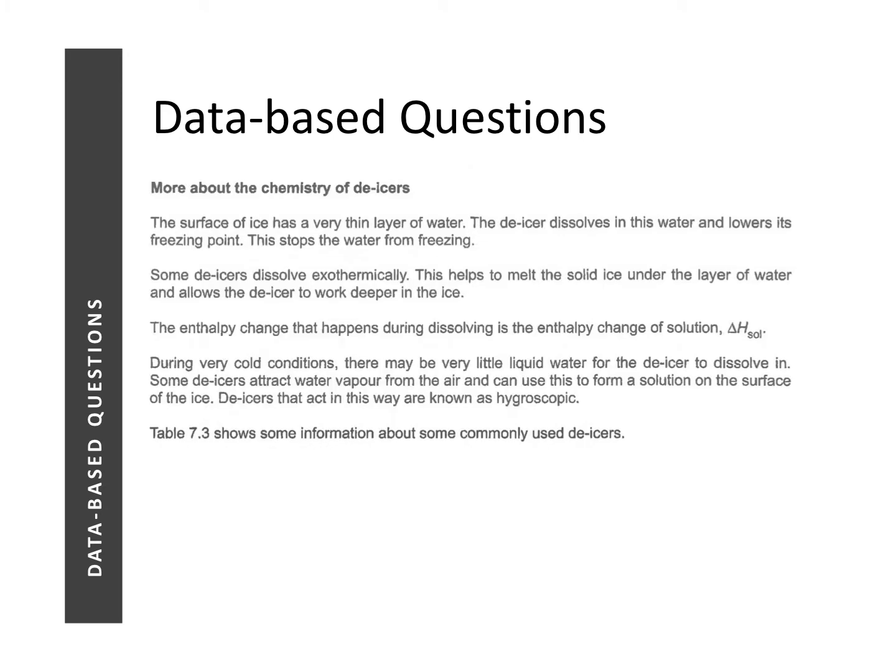Okay. So next, if we look at the subsequent paragraphs, it tells you how de-icer works, the chemistry of de-icers. Okay, so some de-icers dissolve exothermically. All right, we have learned in the syllabus, exothermic means to release heat. Okay, when something releases heat to the surroundings, it can help to melt the solid ice. Okay, and then subsequently there is a very important information: the enthalpy change that happens during dissolving is called enthalpy change of solution. Okay, so when you dissolve a substance, the energy change is called enthalpy change of solution.